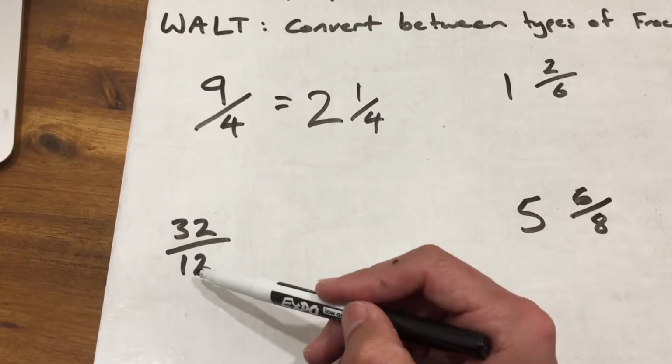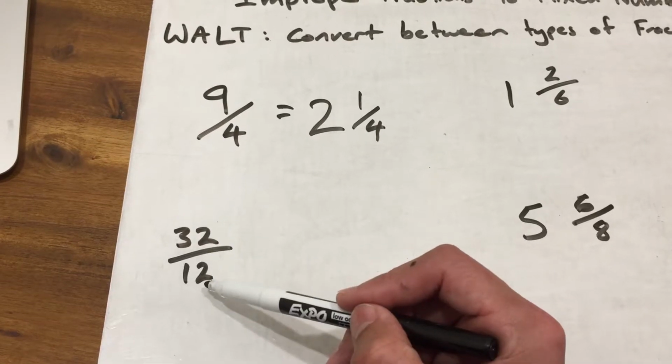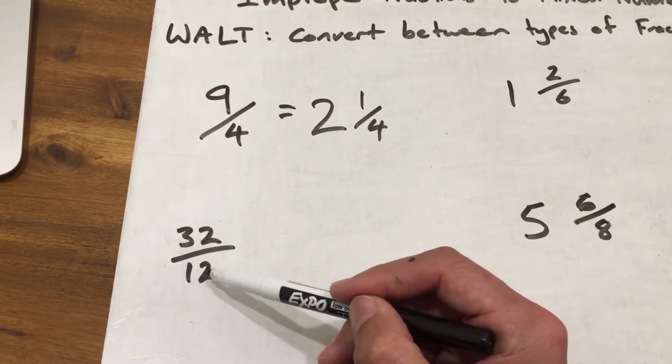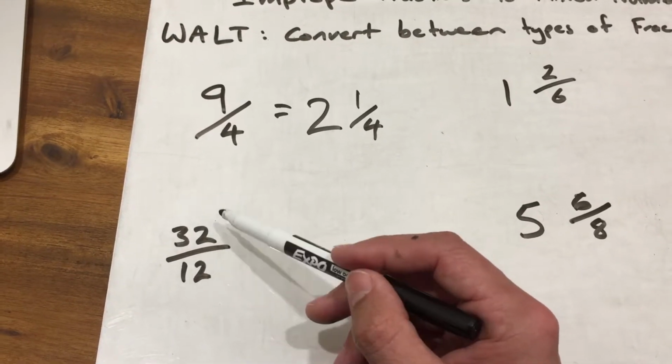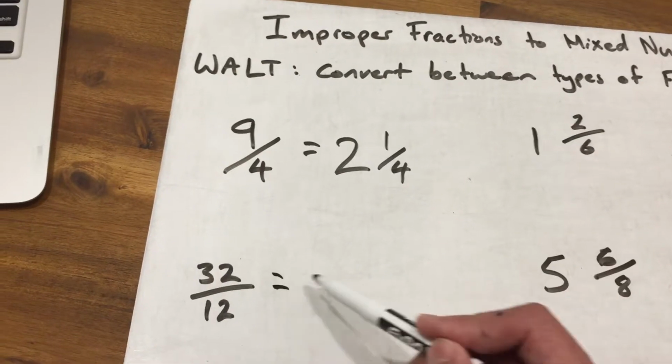Okay, so how many times can 12 go into 32? Okay, so we know 12 plus 12 equals 24. Then another 12 onto 24, well, that's going to equal 36, not 32. So it can't go in there 3 times, it can only go in 2 times.